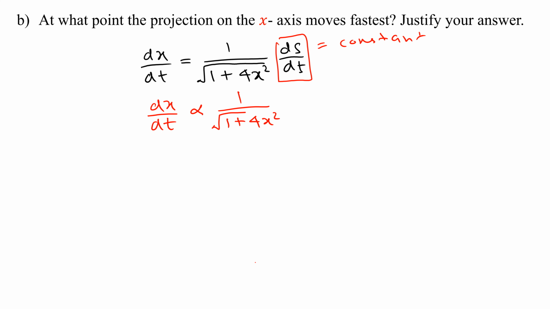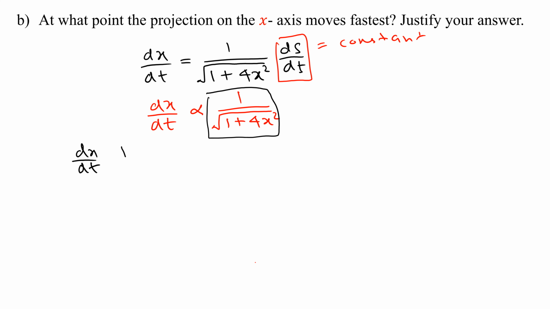So that means when the term on the right side gets large, dx over dt gets large. When this term gets smaller, dx over dt gets smaller. Since x is in the denominator, to get the largest value, you need to find the smallest x value, because x is in the denominator. So let's write it. It's very clear from this equation.